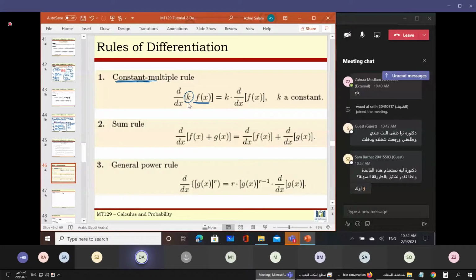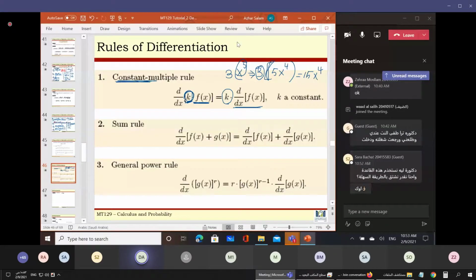Okay. Now, as we said, if the function is multiplied by a constant, you just ignore the constant and differentiate the function. So take it outside and differentiate f. Okay, if k is a constant. For example, if I have 3 multiplied by x to the power 5, I just have 3 outside and differentiate x to the power 5, which is 5x to the power 4. Okay, then multiplied by this coefficient or constant, which is 15x to the power 4.